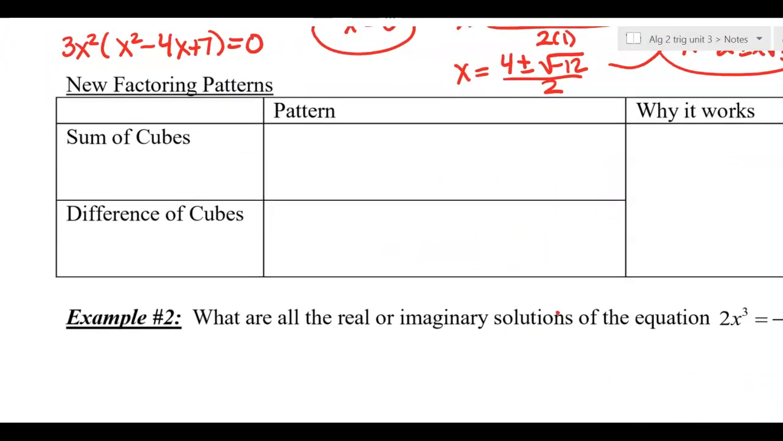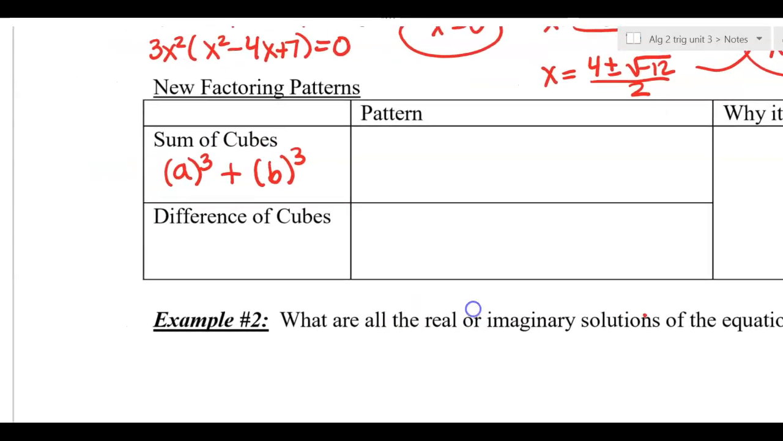First of all, if you factor a sum of cubes, it means you have something cubed plus another thing cubed. They might not always look like this. Things that could be sum of cubes: x cubed plus 64. x cubed is x being cubed. 64 is 4 being cubed, okay? It could look like 8x cubed plus 27. 8x cubed is really 2x being cubed, and 27 is really 3 being cubed.